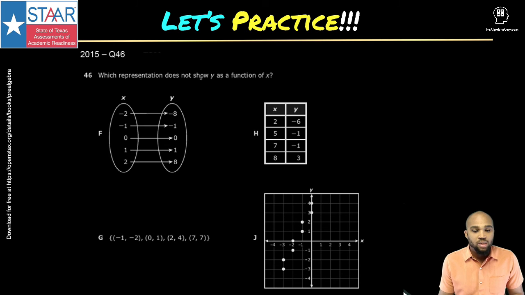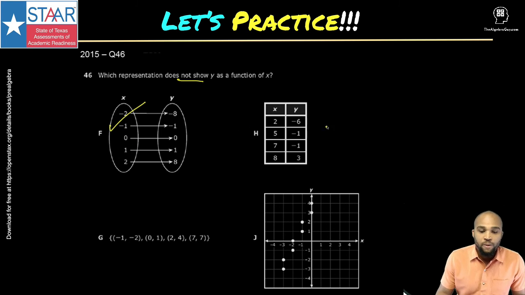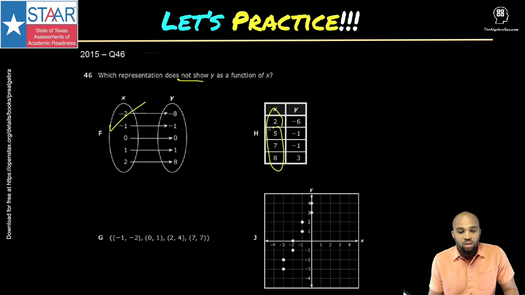Which representation does not, okay, there it is again, does not show y as a function. So we're looking for x's that repeat. So this one is fine, right? Look, these x's do not repeat. -2, -1, and they go straight across to different outputs. 2, 5, 7, 8. This is good.